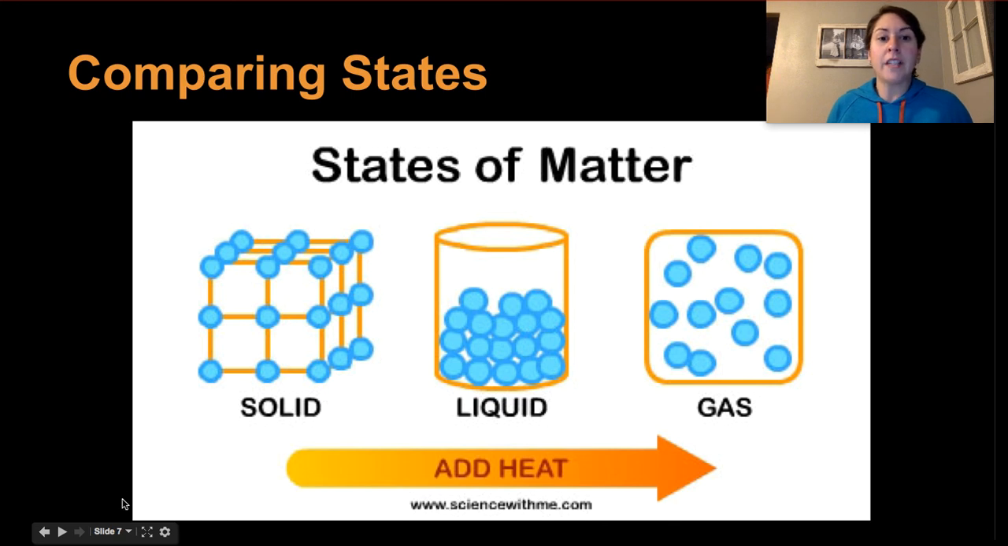So that is a little bit about comparing the states of matter and a little bit about the kinetic molecular theory. I hope that was helpful.